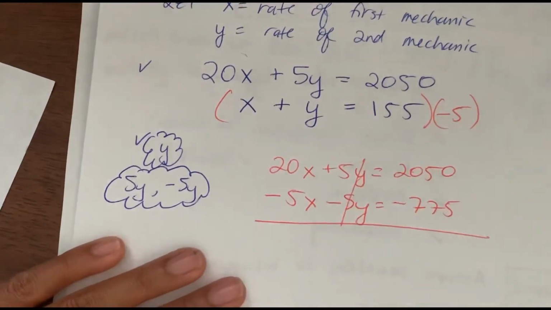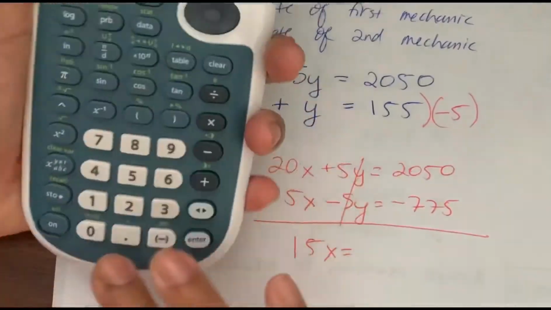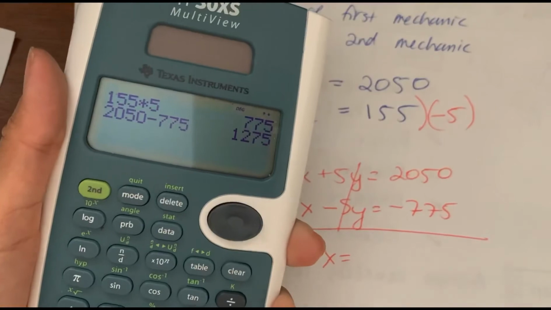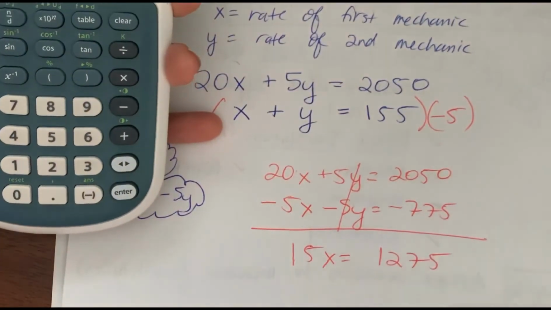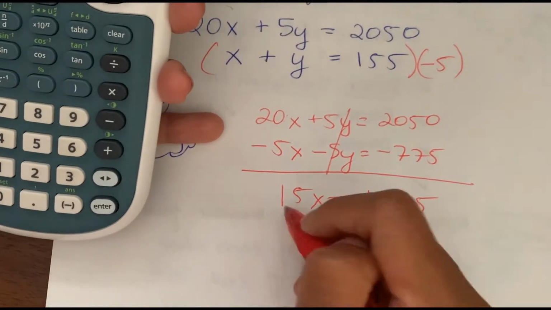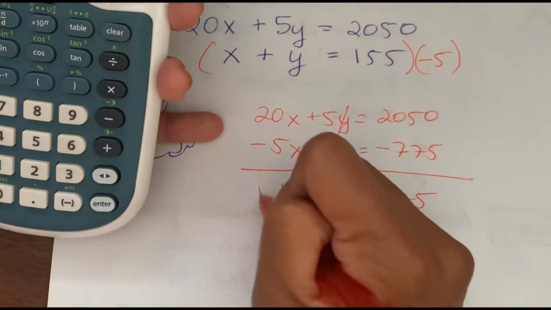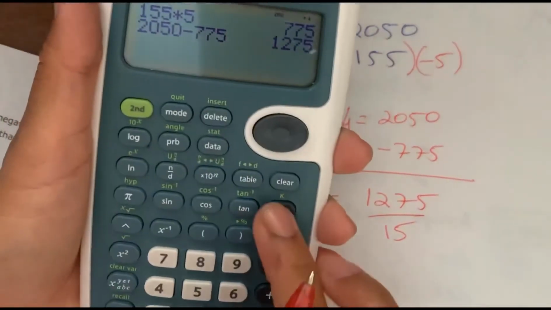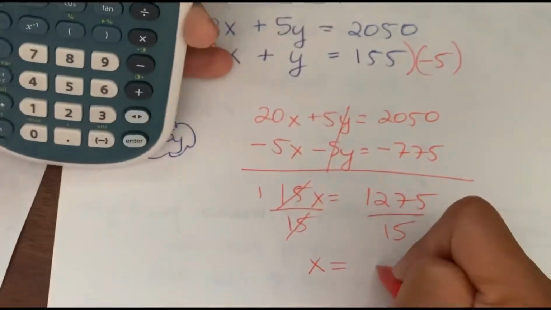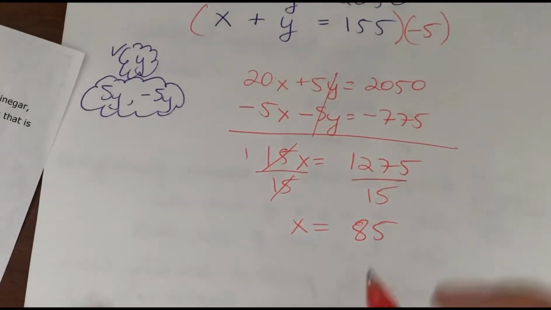When I add them, I get 0. I add these two, I get 15x equals 2050 minus 775. I end up getting 1275. I want to solve for x, so I divide by the coefficient. The coefficient is the number that's stuck to the x, which is the number 15. 15 divided by 15 is just 1. So I get x is equal to 1275 divided by 15. I'm going through this a little bit fast. It's 85. If it's too fast for you, feel free to slow it down. So here I find out that x is 85.